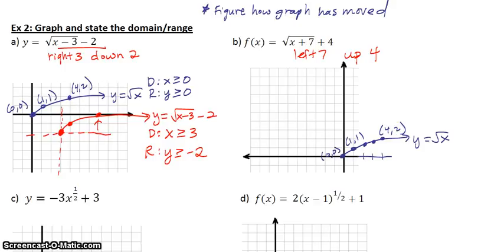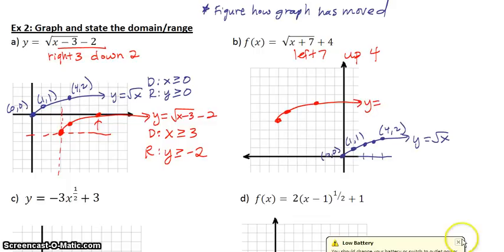Okay, so I'm going left 7, up 4. 1, 2, 3, 4. There it is. Okay, left 7, up 4, from the original, and there it is. So that is my answer graph.